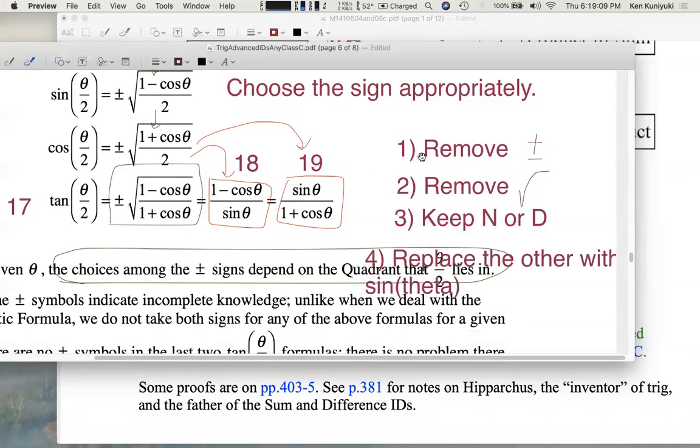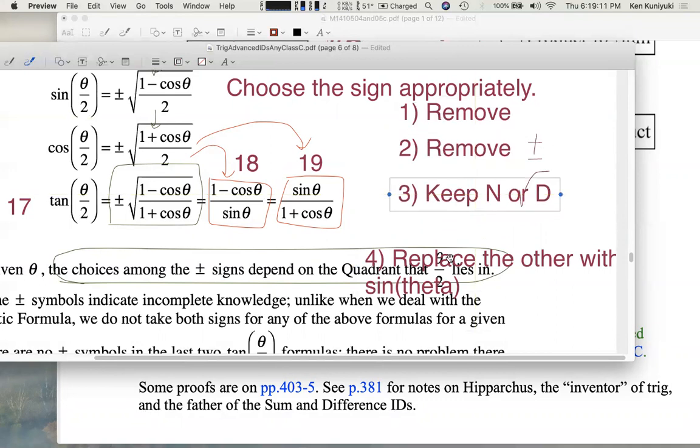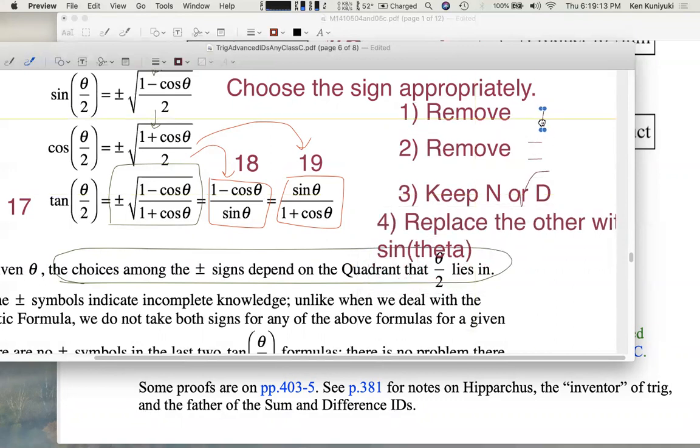All right. Maybe I'll move these all up. So you remove plus or minus. There's no more sign ambiguity. Remove the radical. Okay. Keep one part, the top or the bottom, and change the other part to sine of theta.